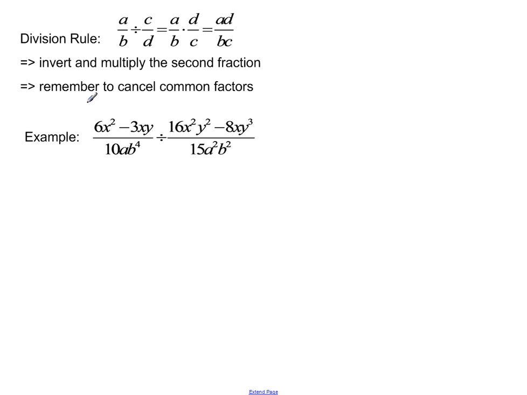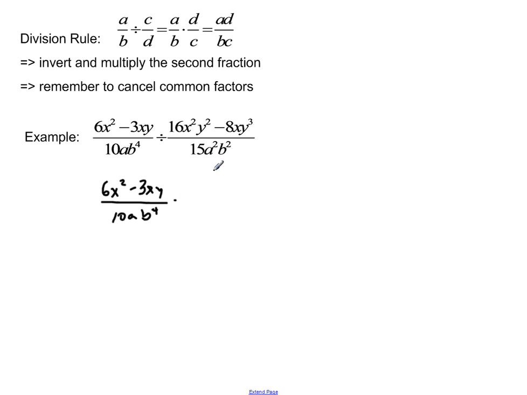All right, let's keep practicing a little bit more division right here. In the division in this case, we've got a couple of interesting looking ones. We've got 6x squared minus 3xy in the numerator over 10a times b to the fourth in the denominator.